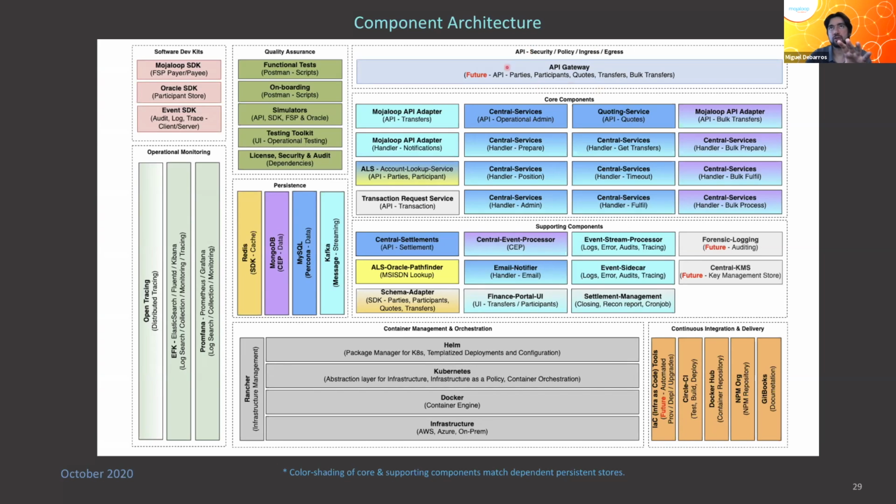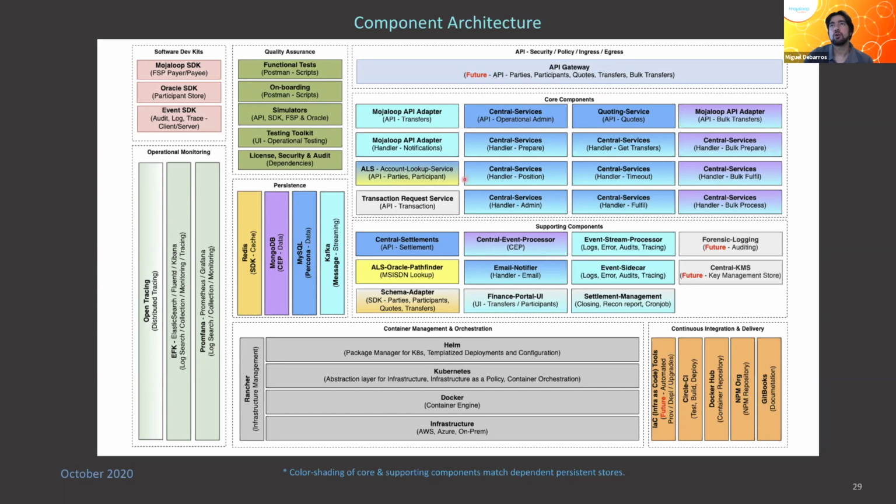If we start at the top, we have an API gateway, and that implements a lot of the security policies for ingress and egress. At the moment, this is implemented specifically by each hub implementation, but there is in future a potential open source donation that will be provided by one of the implementers.